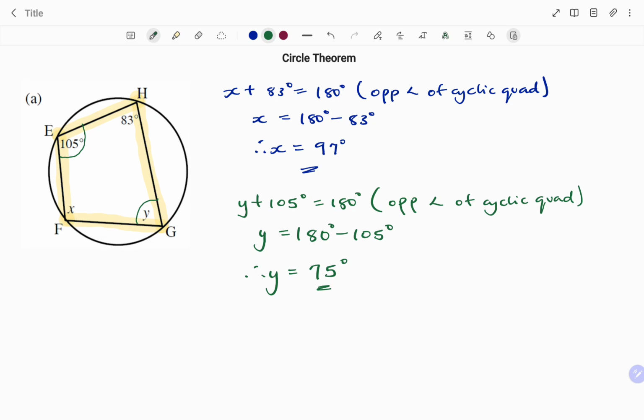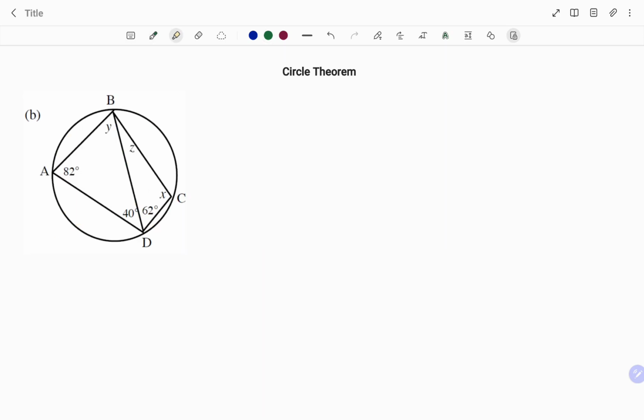Let's look at the next example. In the next example, we have to find the angles x, y, and z. I'm going to start with the quadrilateral ABCD. If you note, the corners A, B, C, and D are touching the circle, and so therefore the quadrilateral ABCD is a cyclic quad. One of the properties is that the opposite angles are supplementary.